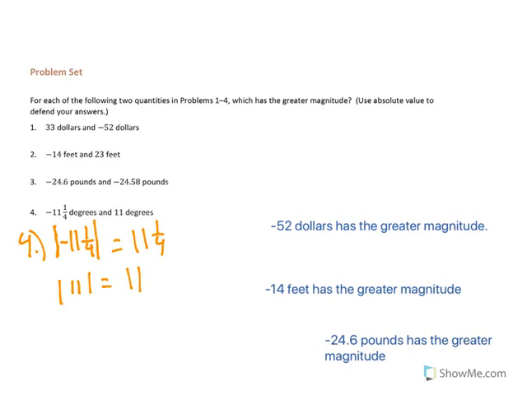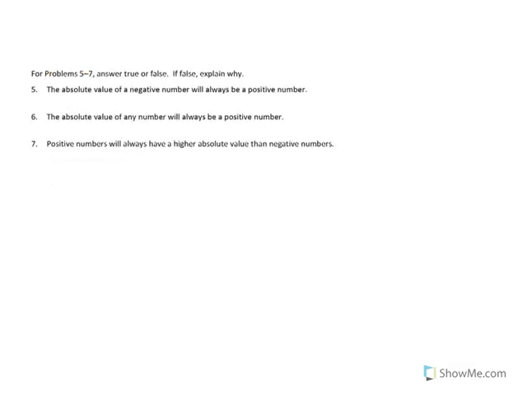So if we had to decide which one had the greater magnitude, hopefully that's pretty simple to see. 11 and 1/4 is greater than 11. And so to write down which one has a greater magnitude, we go back to what it originally said. All right, moving on.